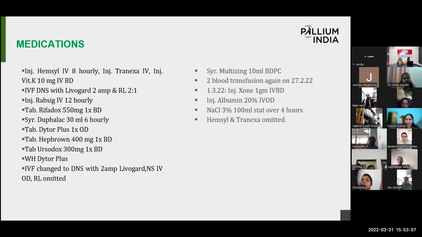Then after that, Ditor was withheld, and IV fluid was changed to DNS with 2 ampoules of Livogard, NS IV OD, and Ringer lactate was omitted. Maltazine 10 ml was also given twice a day, and a blood transfusion was again given on 27th February 2022. Injection Zone 1 gram IV BD was started from 1st March, and infusion albumin 20% was given OD, and sodium chloride 3% 100 ml was given, and Hemsil and Tranexa were omitted.